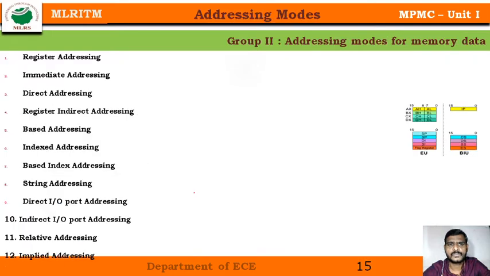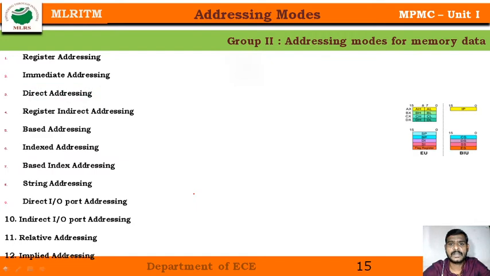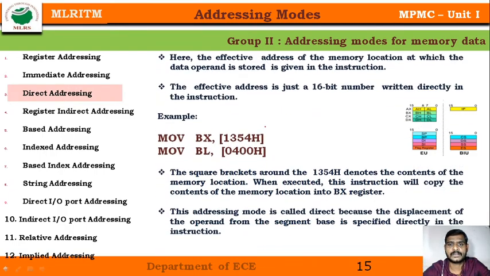Now we'll come to the second group of addressing modes, the memory direct addressing mode. In direct addressing mode, if I want to mention any data, it is mentioned with the help of a square bracket; here it is shown with the help of a square bracket.